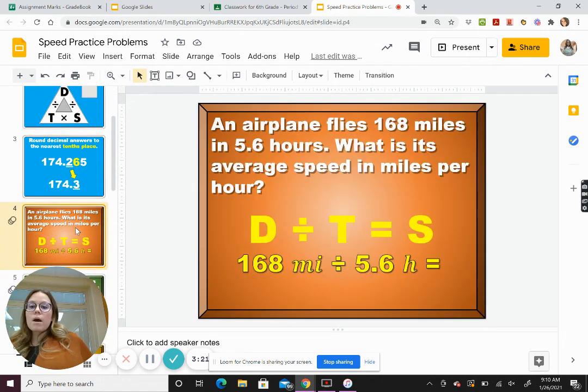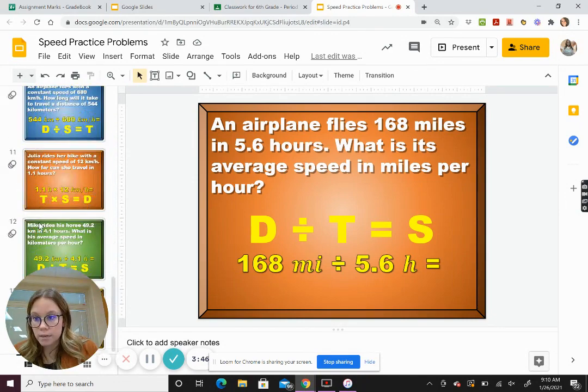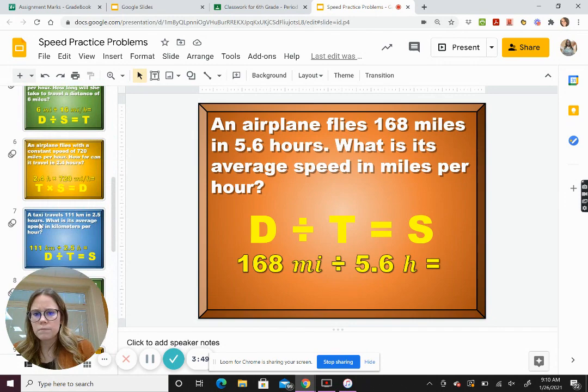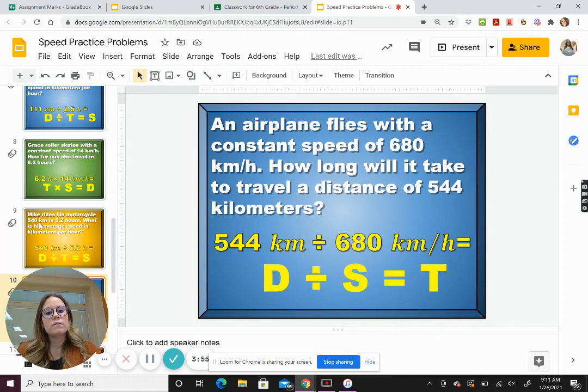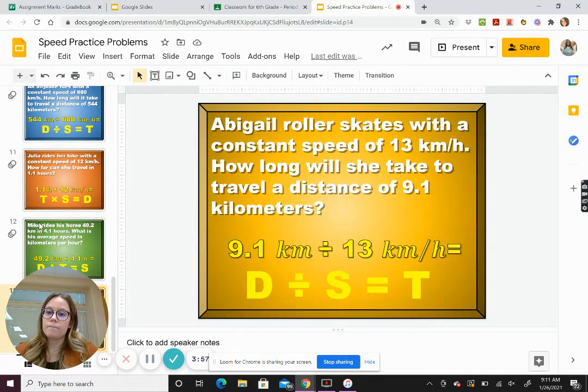All right, and then you just have your problem. So an airplane flies 168 miles in 5.6 hours. What is the average speed in miles per hour? So you have your distance, you have your time, you have to solve for speed. So distance divided by time, you get your speed. And there's all your problems. There's 10 of them. I believe we have 1, 2, 3, 4, 5, 6, 7, 8, 9, 10. Yep, you have 10.